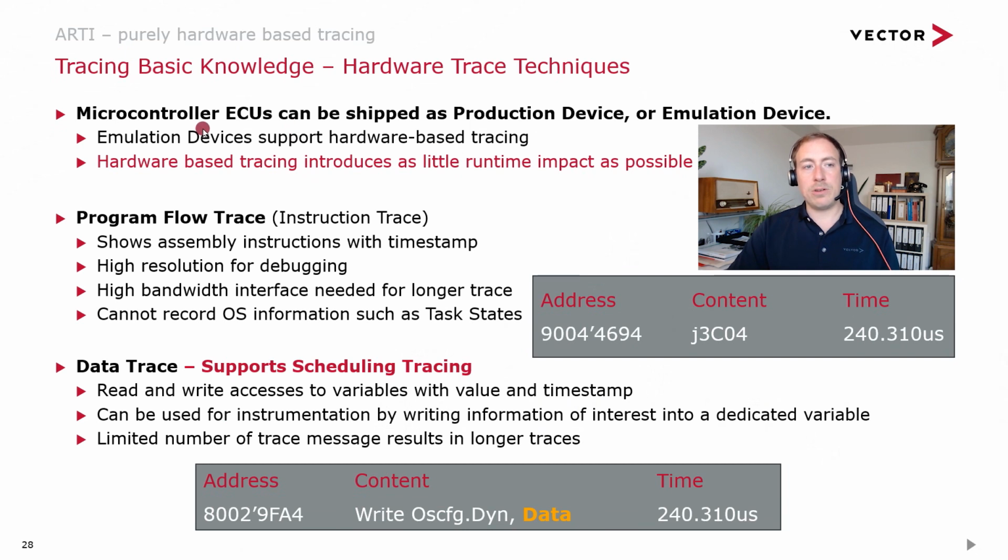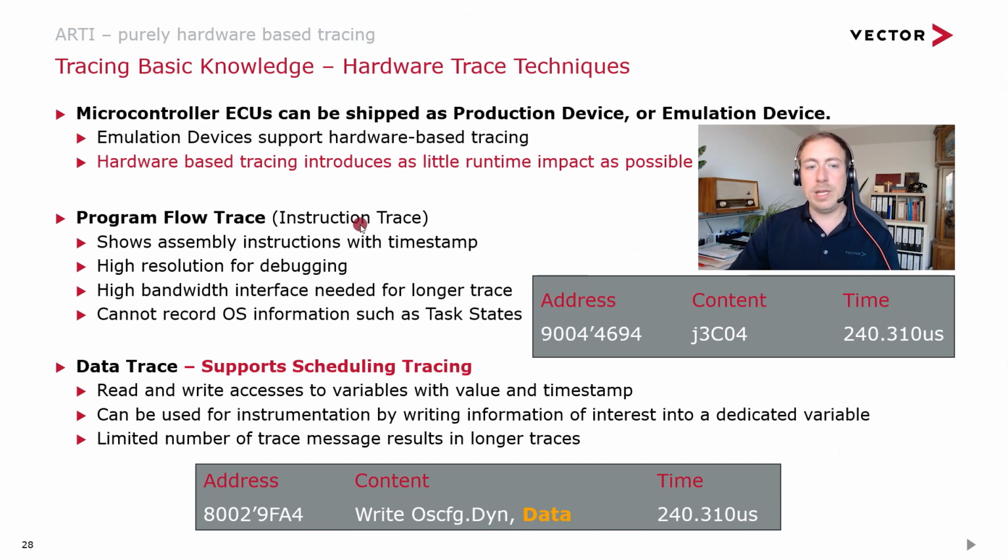So some microcontrollers, they are either production or emulation device. Emulation devices have the capability to support hardware-based tracing by multiplexing instructions on the ECU. That means when the ECU executes an instruction, this instruction is basically copied into the trace stream without adding overhead to the system. It can do a multiplexing of these instructions by two types.